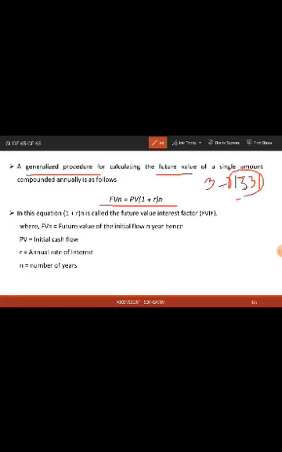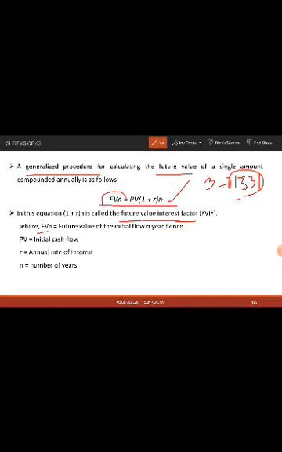In order to calculate the future value, the general procedure for a single amount compounded annually is given by the formula FVN equals PV multiplied by (1 plus R) to the power N. In this equation, 1 plus R is nothing but the interest factor that we add for each year. (1 plus R) to the power N is called the future value interest factor. What is FVN? The future value of the initial flow in the year.